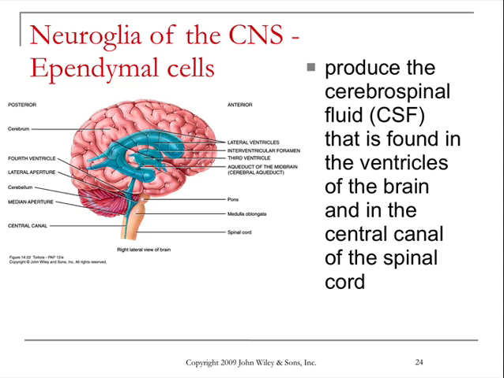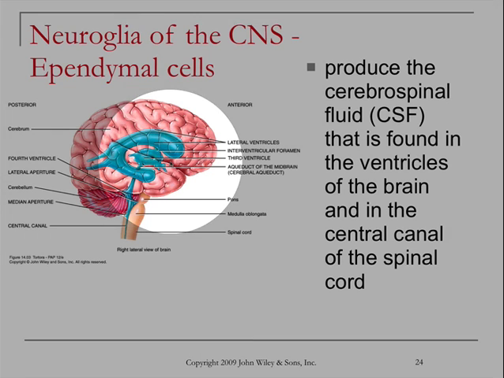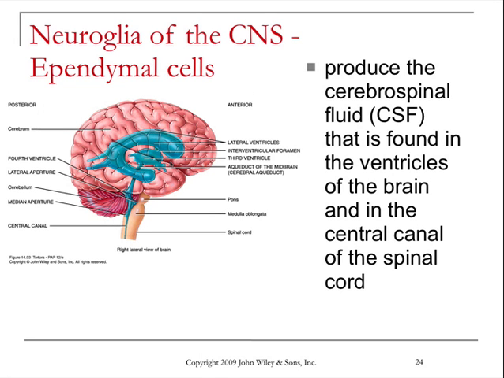Another type of neuroglial cell found in the central nervous system are ependymal cells. In this diagram, we can see in the brain this blue area. These are cavities that are known as ventricles, and they're filled with a fluid known as cerebrospinal fluid. This fluid is also found in a portion of the spinal cord shown here called the central canal. Within the ventricles, these ependymal cells, in conjunction with specialized capillaries, produce the cerebrospinal fluid.